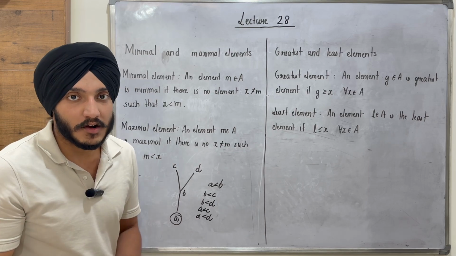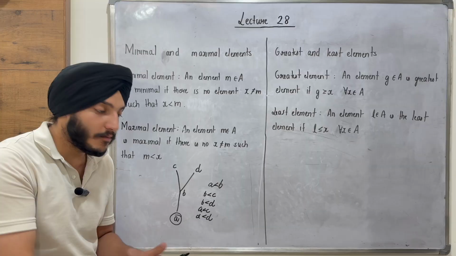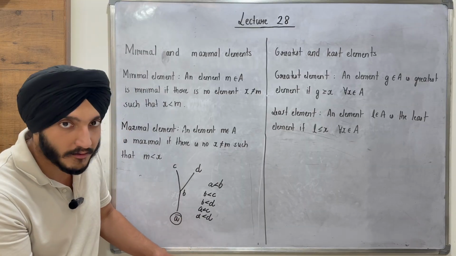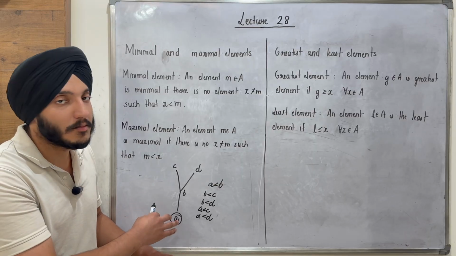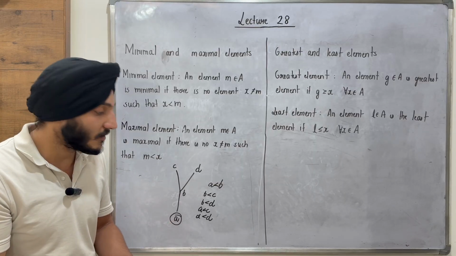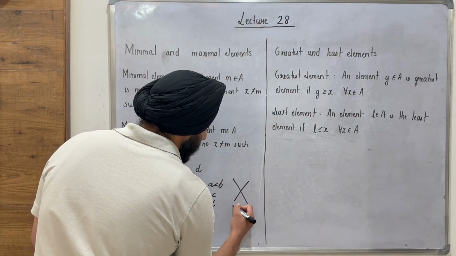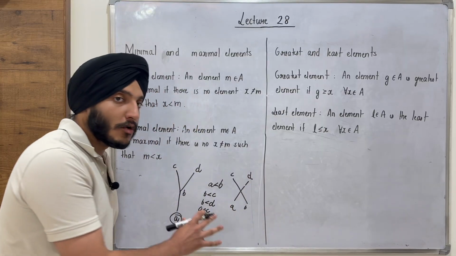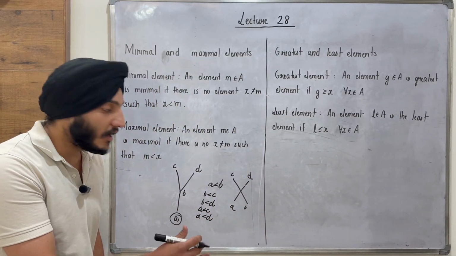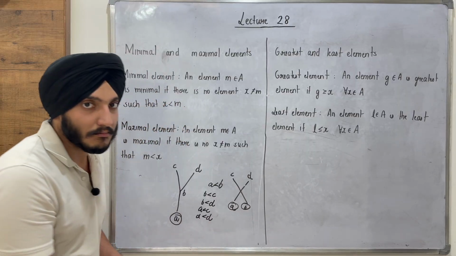So in very simple words, if you see a Hasse diagram, whatever is on the lowest level is going to be the minimal element in this case. So let's say I had this other diagram. Let's say I had A, B, C, D. If I ask you the question, what is the minimal element in this case? It is going to be both A and B.